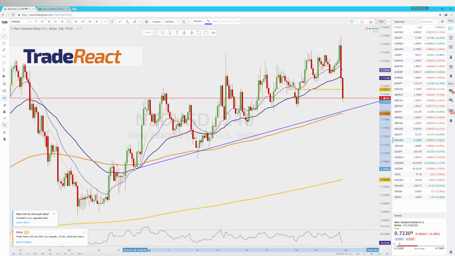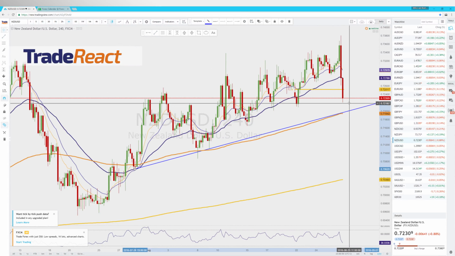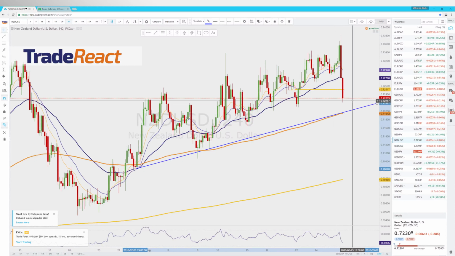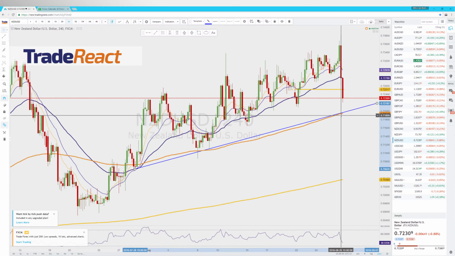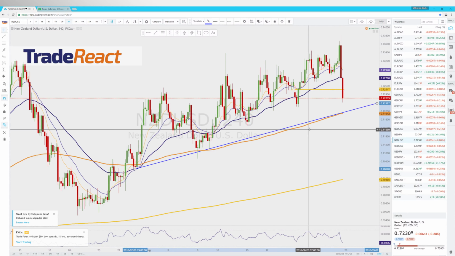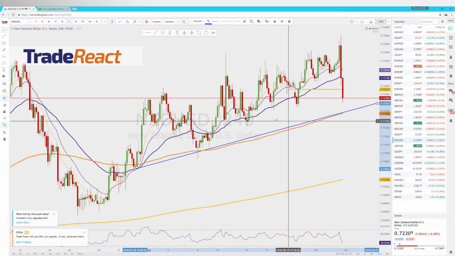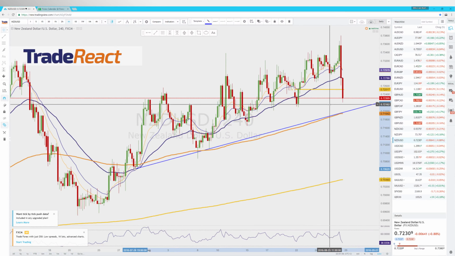Probably a bit of a channel, and we need to see what price does around this 0.7230, or just into this line of incoming support, if it bounces or if it breaks, and then we take our next decision on the Kiwi US dollar.